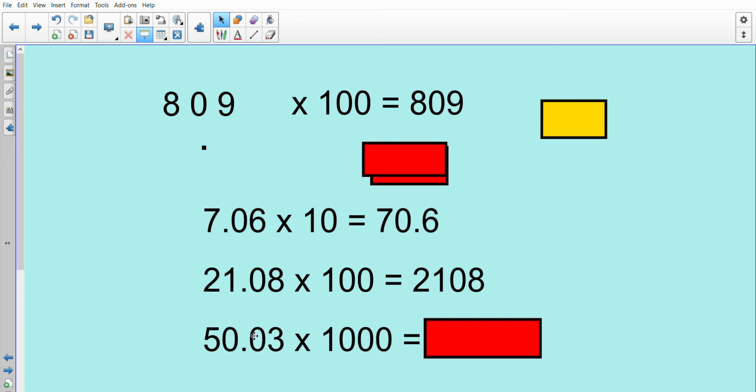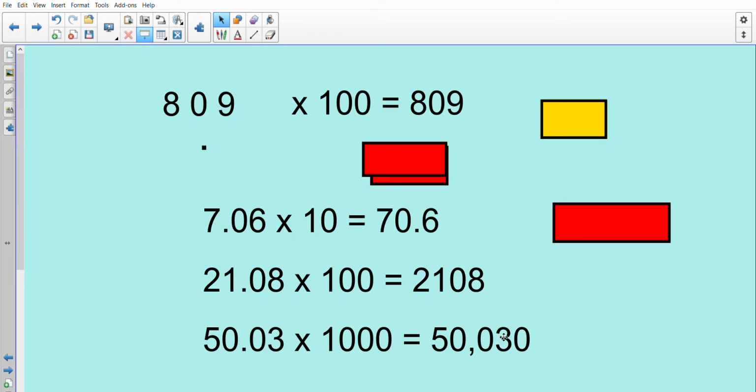And then 50.03 times 1,000. Well, 1,000 times 50 is going to be 50,000, so that gives us an idea of roughly what the number is going to be. We've got 2 zeros here, so those need to remain. We get 50,000 and 30 because we had a gap after the 3, which we filled with a 0.